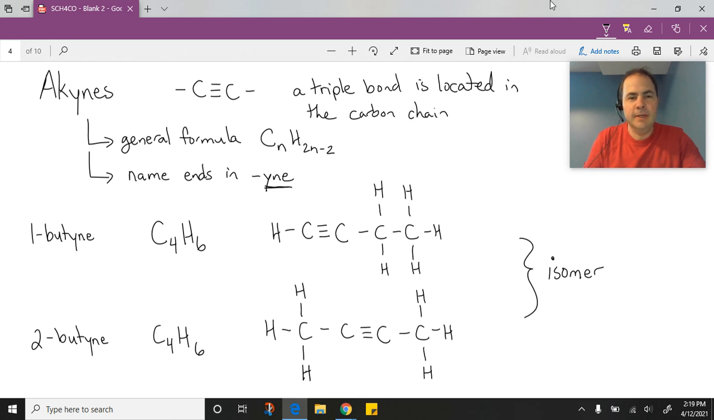Okay, so remember, alkynes, triple bond in your structure in that carbon chain, and they should follow that CnH2n-2 general formula. And you should see by looking at a name, yne at the end of it. That's how we can help identify that that is an alkyne.